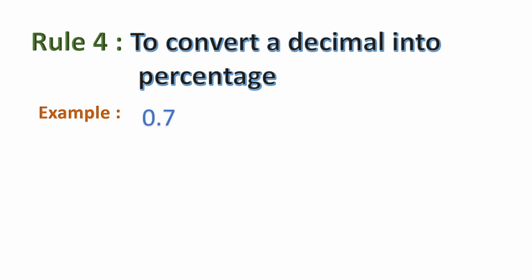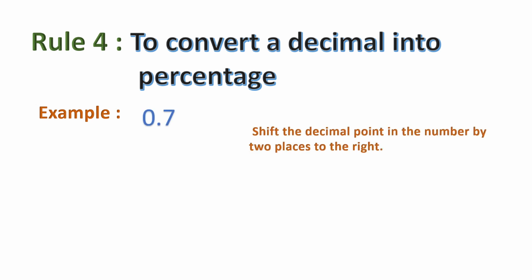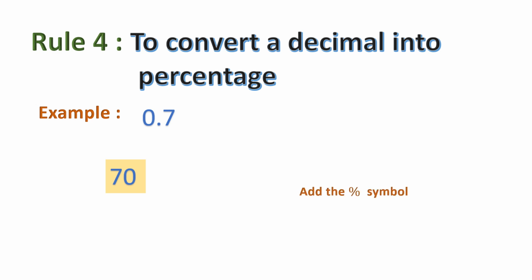One more example, 0.7. What you have to do? Shift the decimal point in the number by 2 places to the right. So your number was 0.7, the decimal point was here, shifted by 2 places to the right, the decimal point goes here. 0 on the left side is irrelevant, but we have a vacant place here, so we will put 1 0 here. Okay, 0 after the decimal is also irrelevant, so we can drop this 0 and this 0. 70 will remain. So our answer is 70, and then we have to add the percentage symbol.